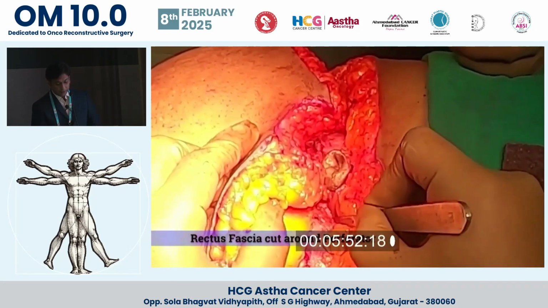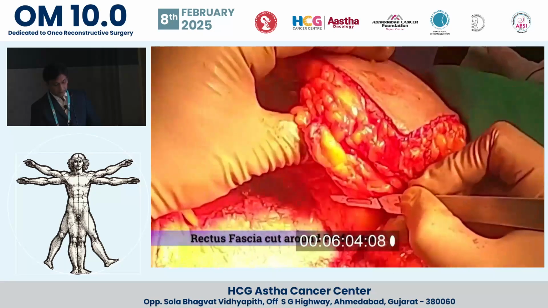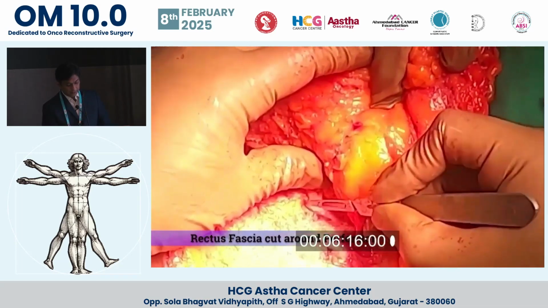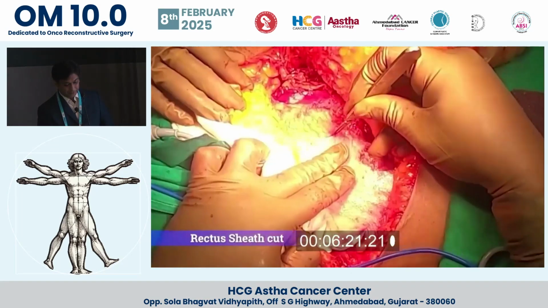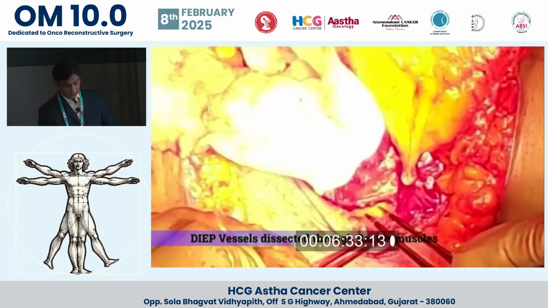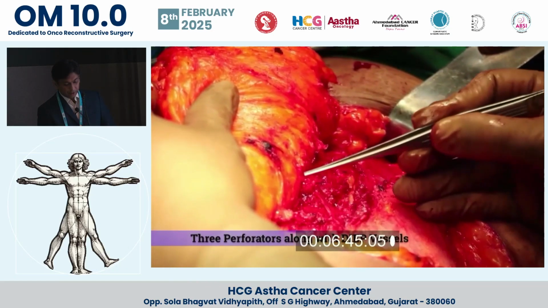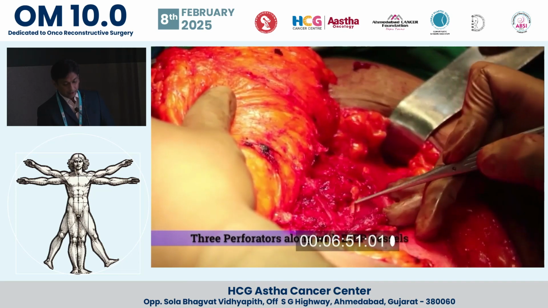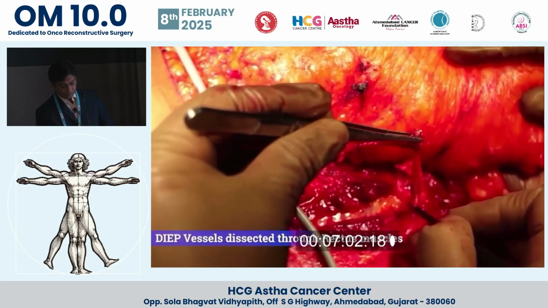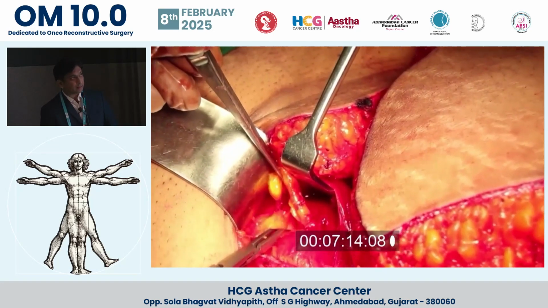We trace the perforators. This is the second perforator. We trace the perforator through the rectus muscle after cutting the rectus fascia. This is the third perforator. Now we are cutting through the anterior rectus fascia and dissecting the perforator through the rectus muscle. This is the first, second, and third perforator, and the intramuscular course of the DIEP vessel through its origin. We are preserving the rectus muscle along with its nerve supply from the lateral side.